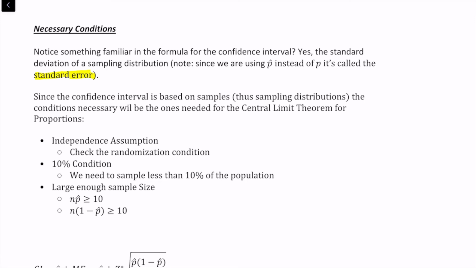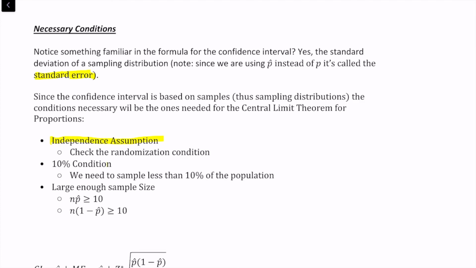But anyway, since the confidence interval is based on samples, hence sampling distributions, the conditions necessary will be the exact same conditions that we talked about when we did the central limit theorem for proportions. Okay? What were those conditions? Remember, we need an independence assumption. We need independent data values. And how can we check for that? Either we can make that assumption based off the scenario, or we can say, hey, if you did random sampling, we can safely assume that we have some independence there.